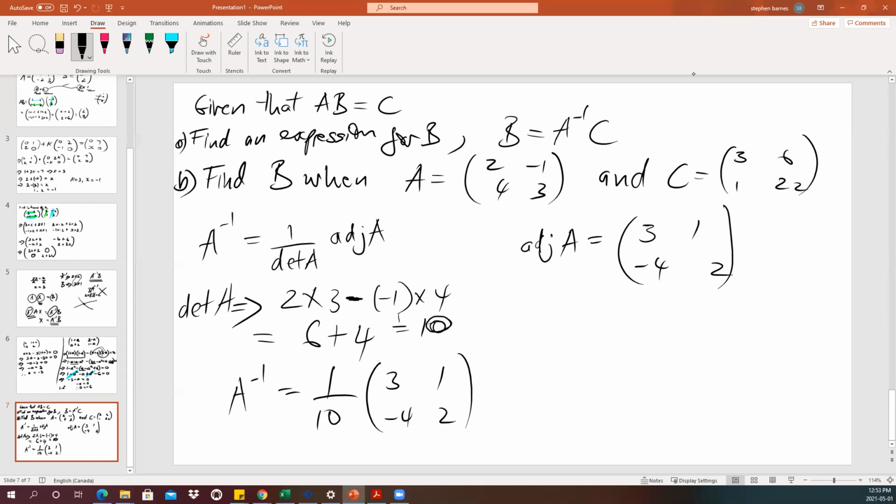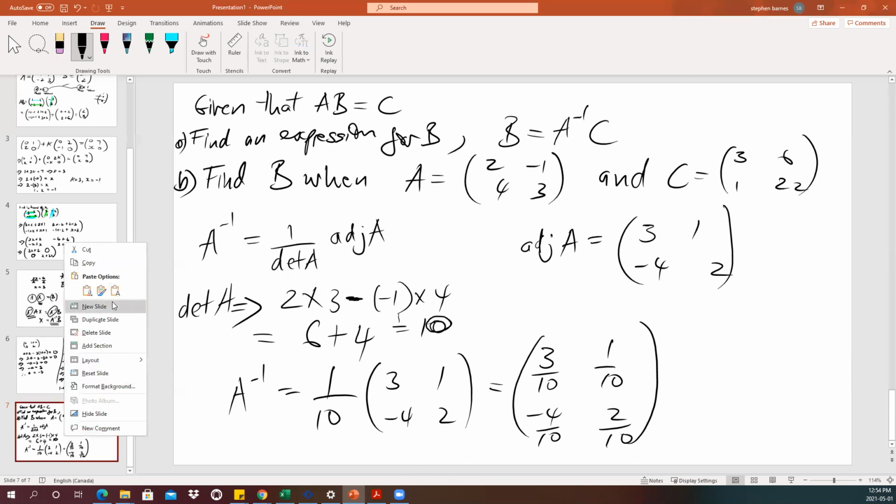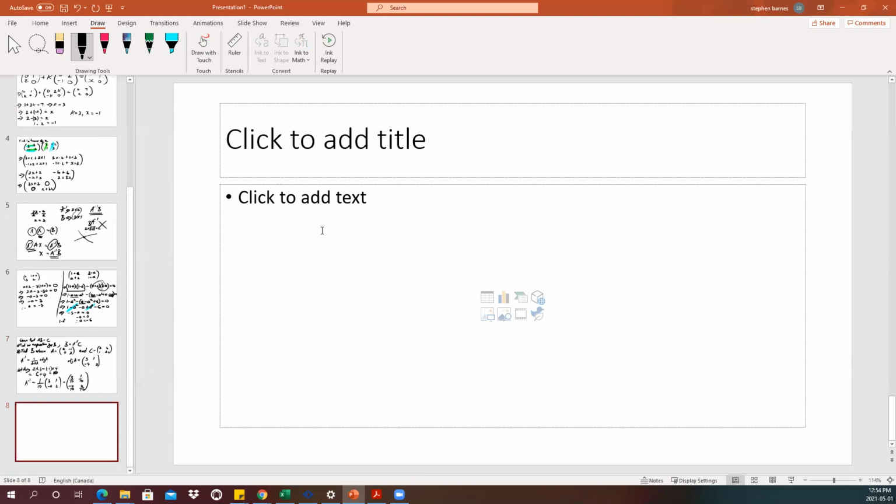What you can do next is to then multiply the scalar. So you have 3 over 10, 1 over 10, minus 4 over 10, 2 over 10. So this is going to be interesting, right? We have to concentrate a whole lot.